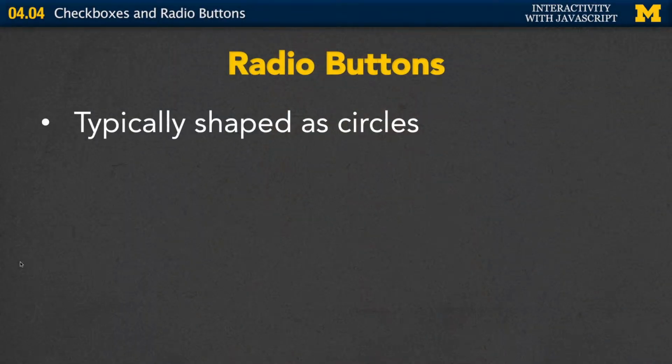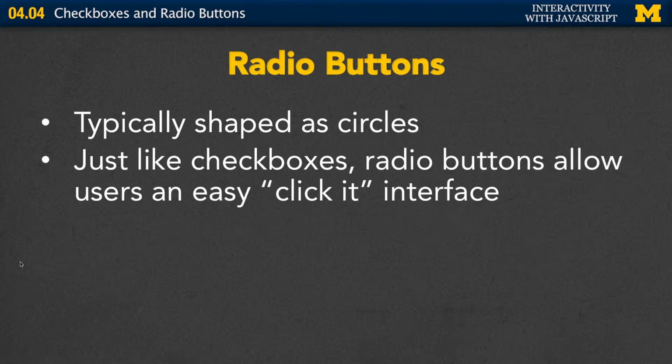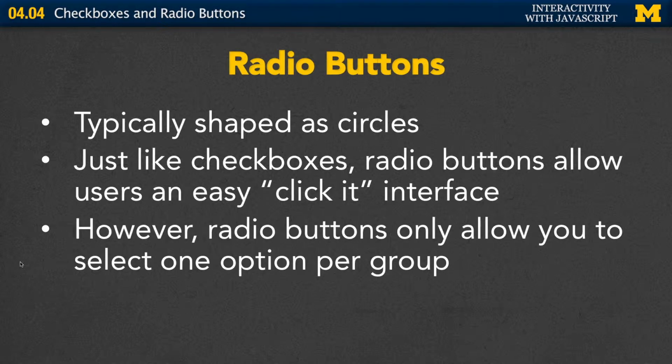The next thing we want to look at are radio buttons. Visually, radio buttons are typically shaped like circles. And just like checkboxes, it allows your user to click on it to say yes, no, and have different options. The big difference is with radio buttons, you're only allowed to select one option per group. With checkboxes, I could pick kale and pizza and chips. With radio buttons, you can only select one. So let's take a look at how that works.